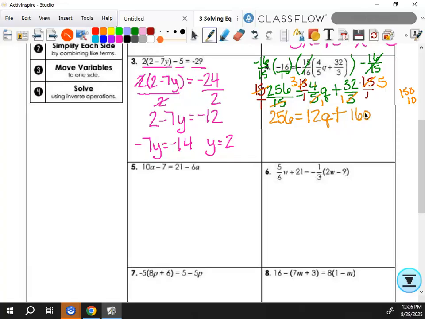What am I going to do next? Subtract 160. So what's 256 minus 160? 96. Do y'all agree with that? So tell me how you did that so quick. What'd you do? Did you manipulate the numbers in your head? What's your process? Tell me what your process.